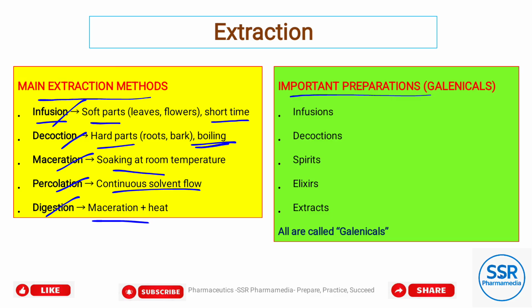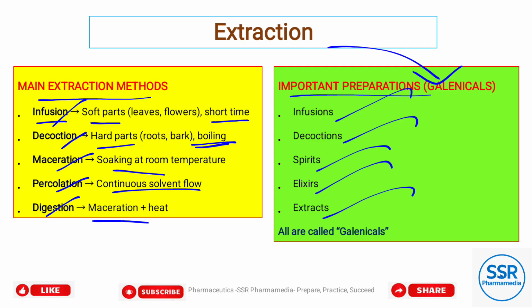And the important preparations: extractions are also called galenicals. Another name for extractions is galenicals. The important preparations in extraction are infusions, decoctions, spirits, elixirs, and extracts. These are all called galenicals.